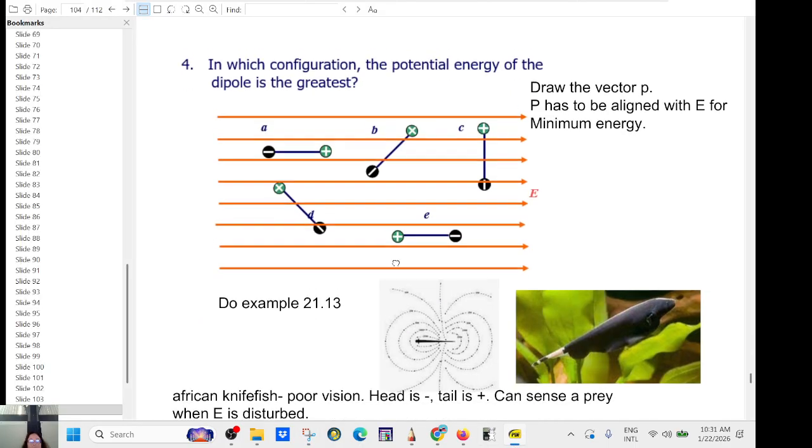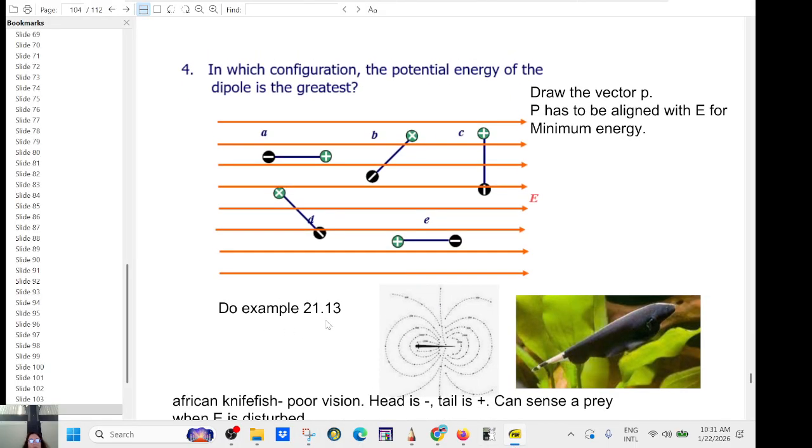Okay, so lots of applications. So here it says do example 21.13. So that will be from your book. So that's what you need to do on your own.